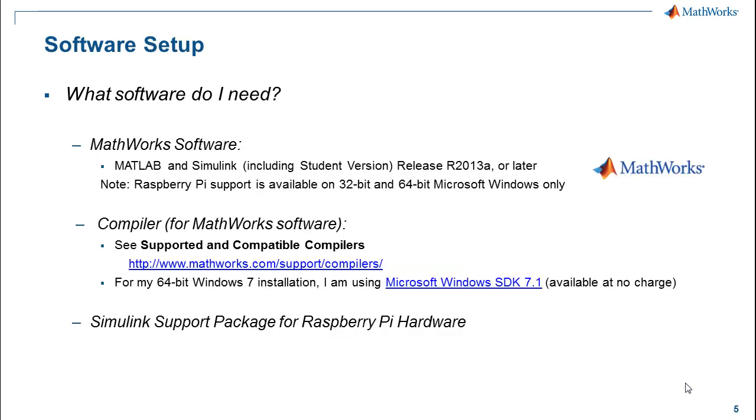So the software setup. Let's talk about what we need. We need three things. First of all, we need some MathWorks software. That's MATLAB and Simulink, released 2013A or newer. And that can include the student version. However, we should note that the Raspberry Pi support is available on 32-bit and 64-bit Microsoft Windows only.